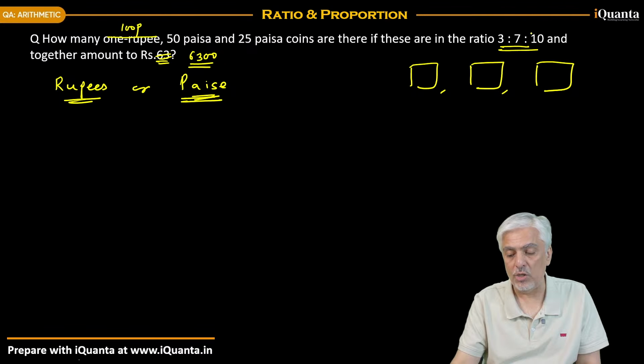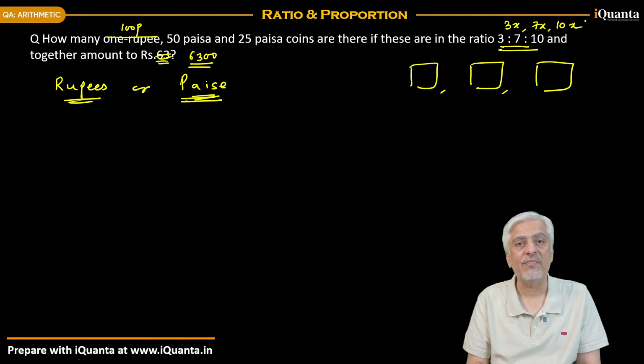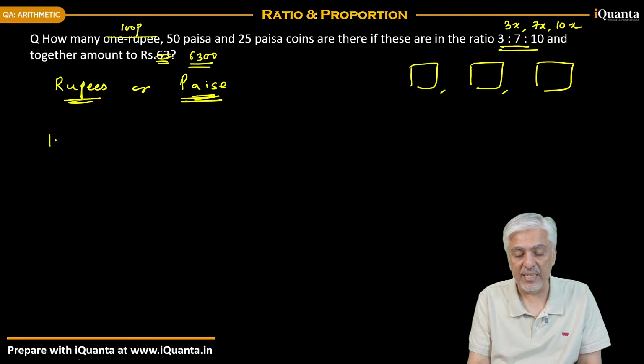So suppose I take the coins as 3x, 7x and 10x. Let the number of coins be 3x, 7x and 10x. 100 paise for 3x coins. So 100 multiplied by 3x.